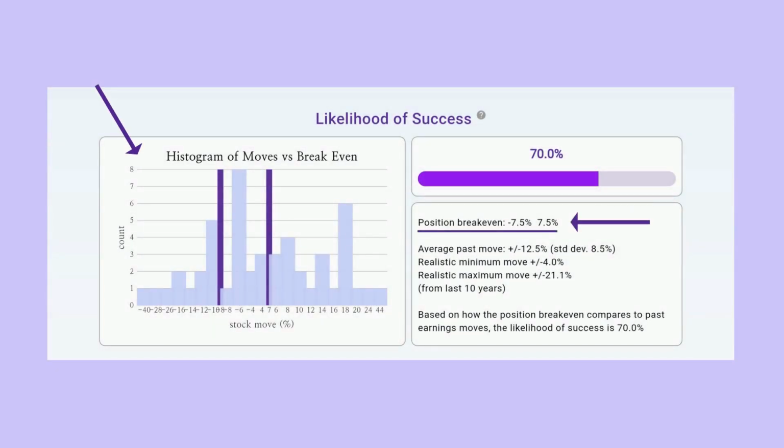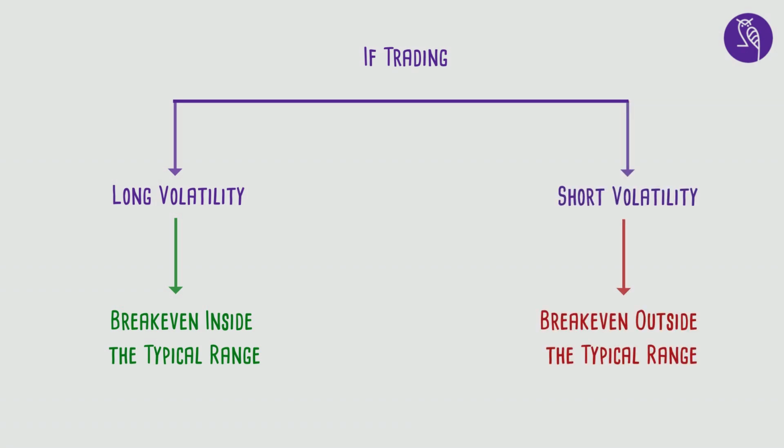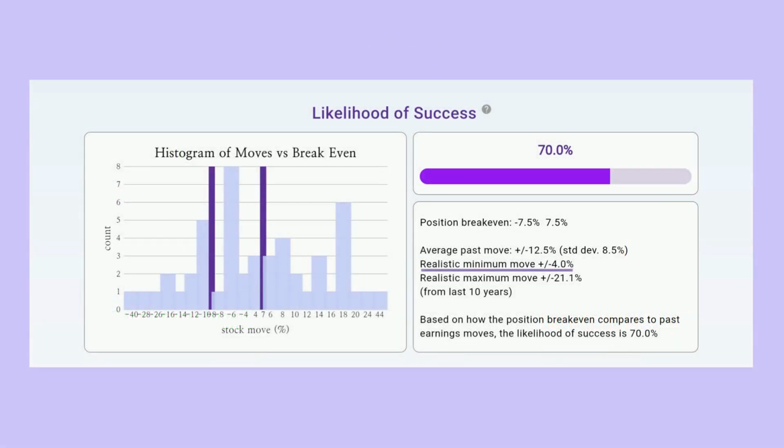We show you the distribution of past moves alongside your break-even and calculate a likelihood of success score based on how reasonable your target move is for this stock, given the past 10 years. If you're trading long volatility, break-even should be well inside the range of typical earnings moves. For short volatility, it's the opposite. The wider the break-even range, the better. You'll also see how break-even compares to historical min and max earnings moves.